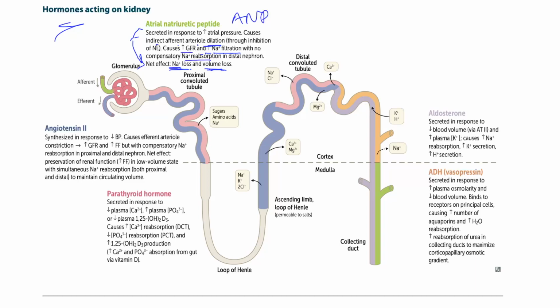Then we have this angiotensin 2. Synthesized in response to decrease in blood pressure, it causes efferent arteriolar constriction, increases GFR, increases filtration fraction, but no compensatory sodium reabsorption in proximal and distal nephron. Net effect, preservation of renal function by increasing filtration fraction in low volume states with simultaneous sodium reabsorption, both proximal and distal, to maintain circulating volume. That's the angiotensin 2.